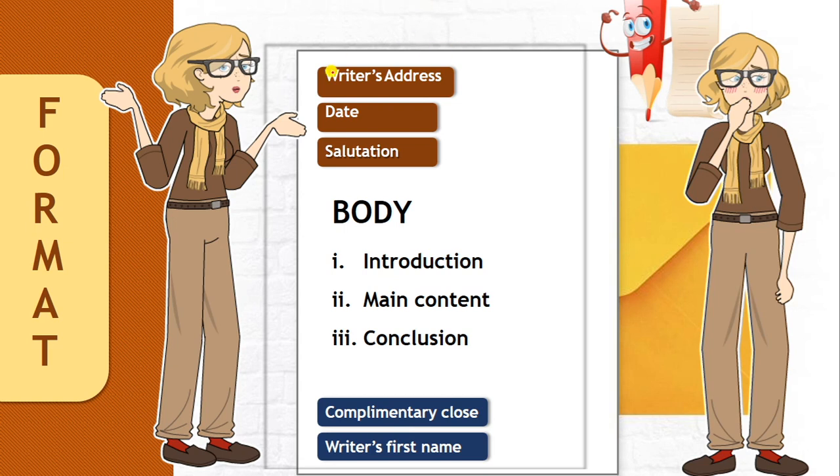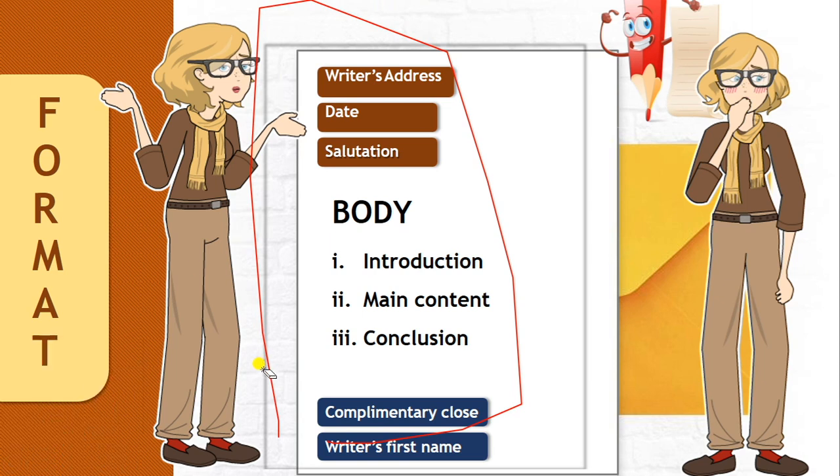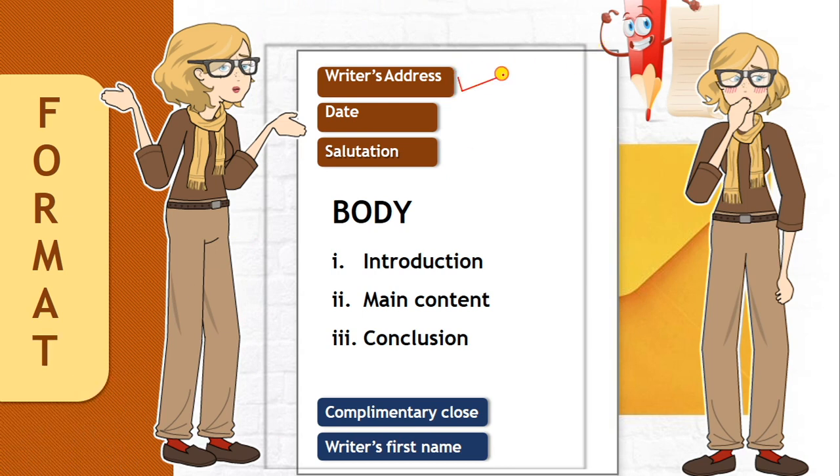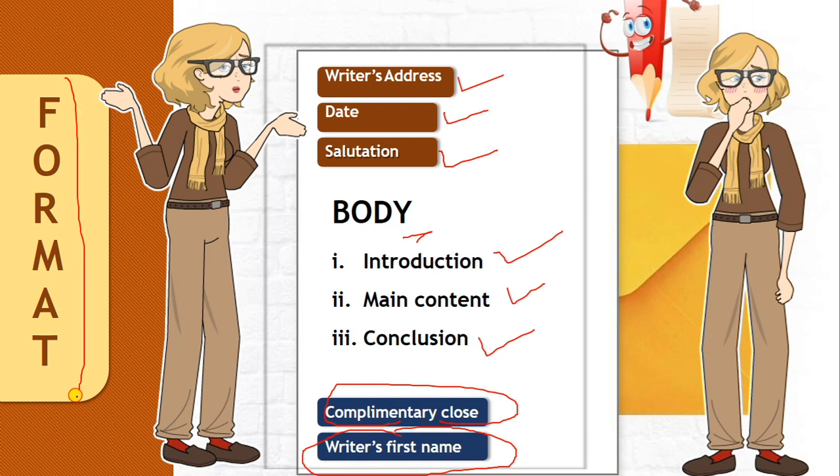Now let's see. This is how we write a letter. Okay, this is how we write the letter. You'll see that there is the writer's address on the top. Then we write the date, then there is the salutation, then there is the body. In the body there are three parts: introduction, main content and conclusion. We end with the conclusion. There is a complimentary close, and then in the end we write the writer's first name. So this is the format of letter writing. I will tell you in more detail in the next slide.